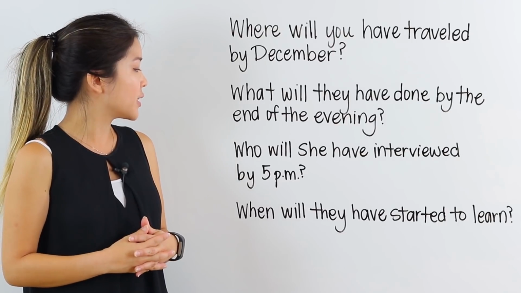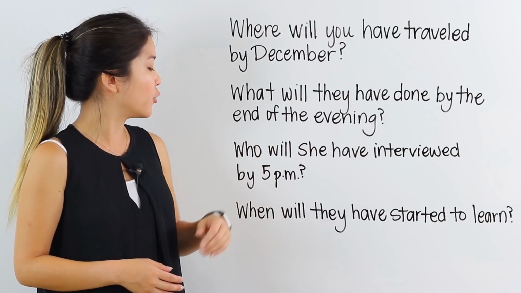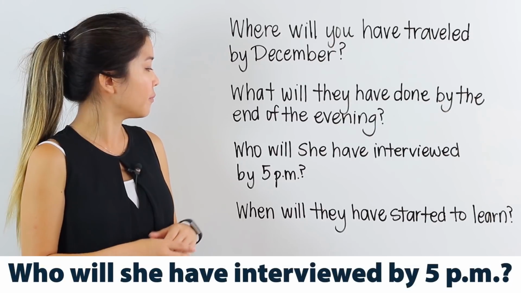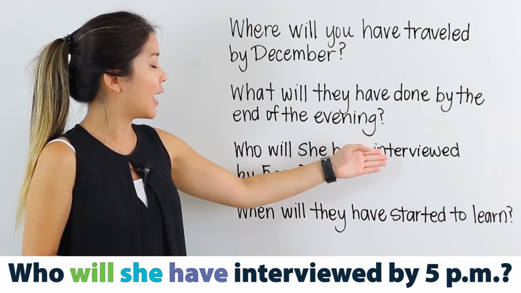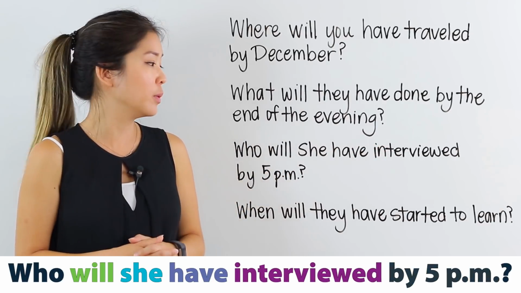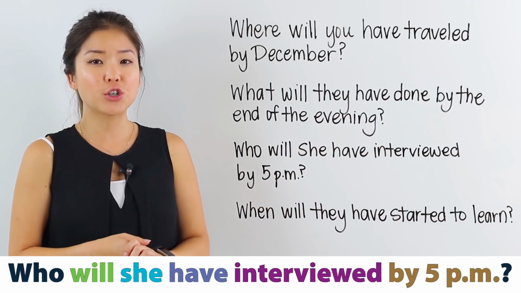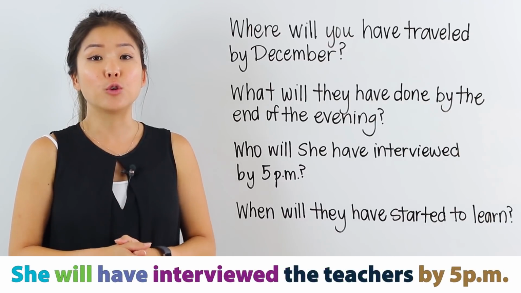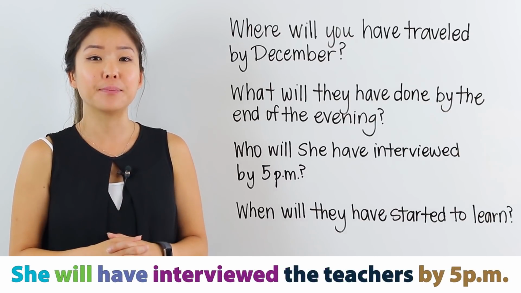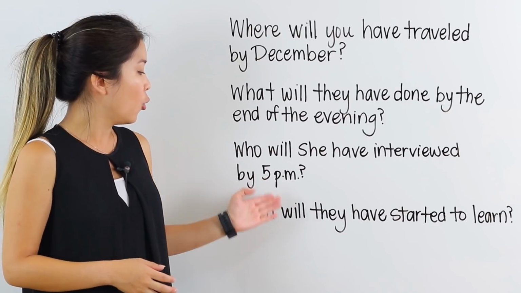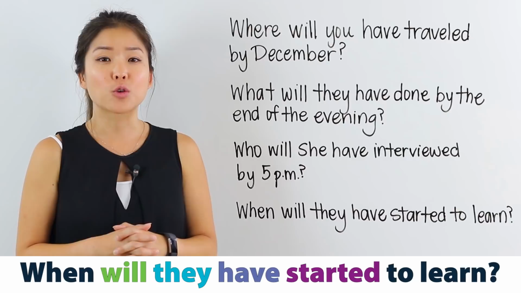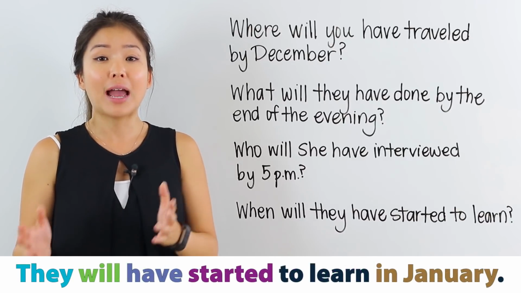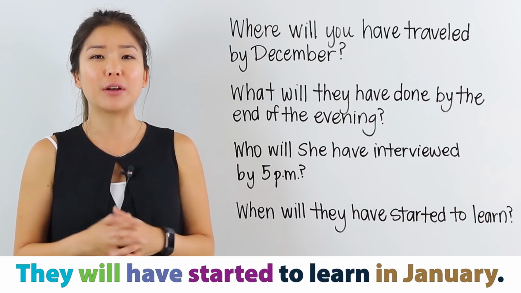The next question says, who will she have interviewed by 5 p.m.? Again, who will, the subject, have, and the past participle of the verb. I can answer this question by saying she will have interviewed the teachers by 5 p.m. And finally, when will they have started to learn? One way to answer this question is to say they will have started to learn in January.